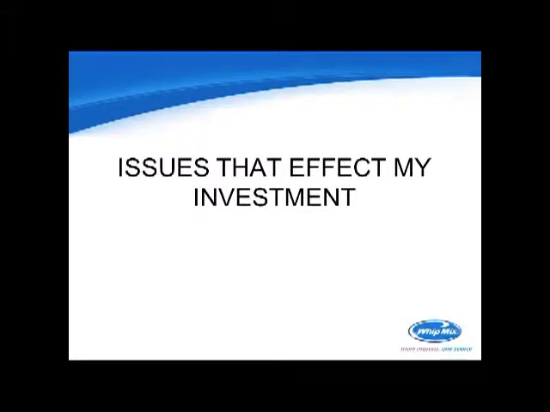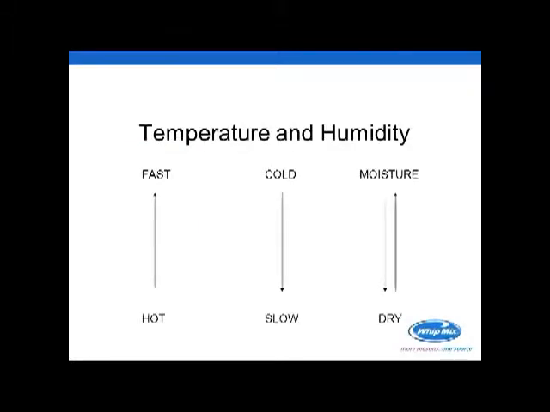Okay, so let's talk about some issues that affect your investment. The biggest one out there is temperature and humidity. This is constantly changing. Temperature always changes. Humidity always changes. Even if you're in air-conditioned or heated facilities, your humidity is still going to be changing depending upon the time of the year.